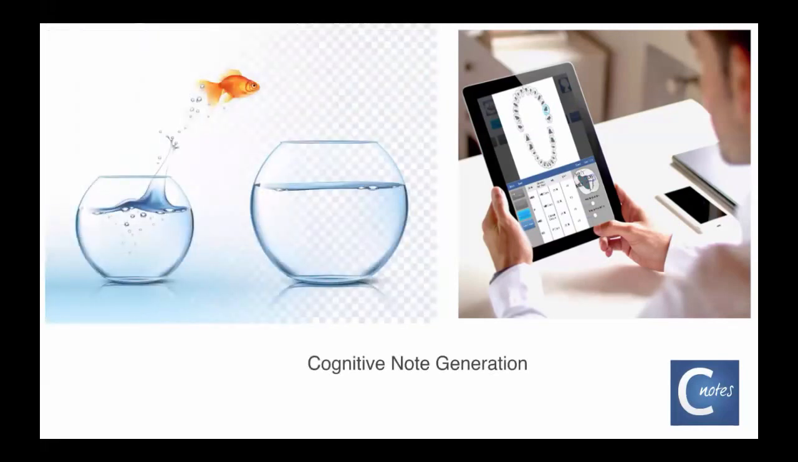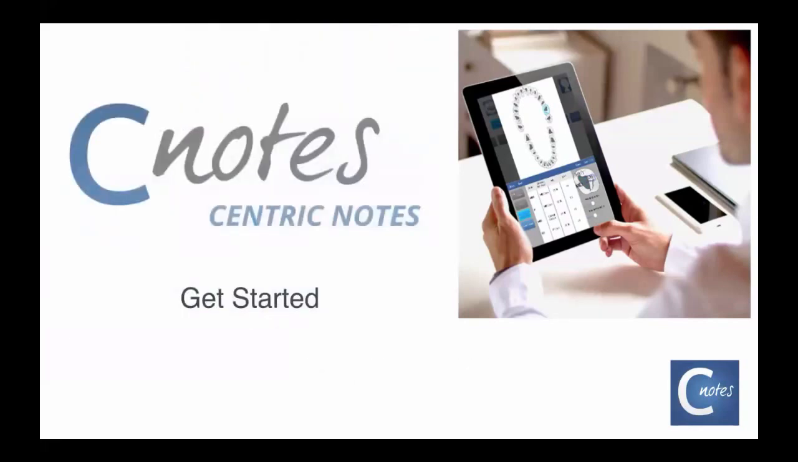When it comes to complex note writing, one of the things people have trouble with when they first start writing with CNotes, because it is a big software package, is how do you get from one idea to the next? How do you jump from that small pond to a bigger pond, or integrate multiple ideas into one note? That's what we call cognitive note generation. We're going to cover a lot of that tonight, so let's go ahead and get started.